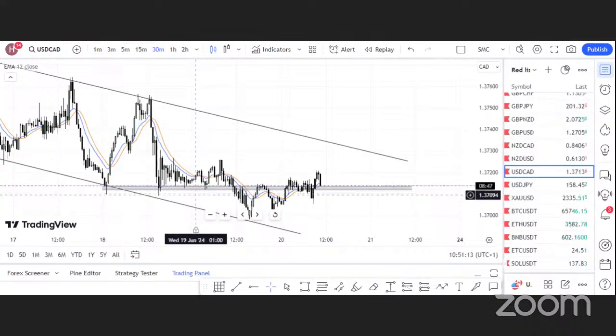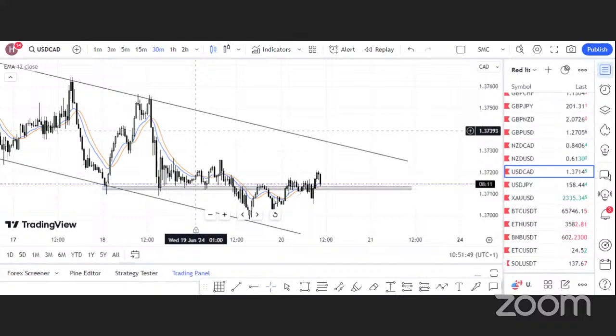and chooses to close above this level, and before it creates a rejection candle above this level, then our initial prediction would change, right? And instead of looking for a sell opportunity, we'll start looking for a buy opportunity, right?